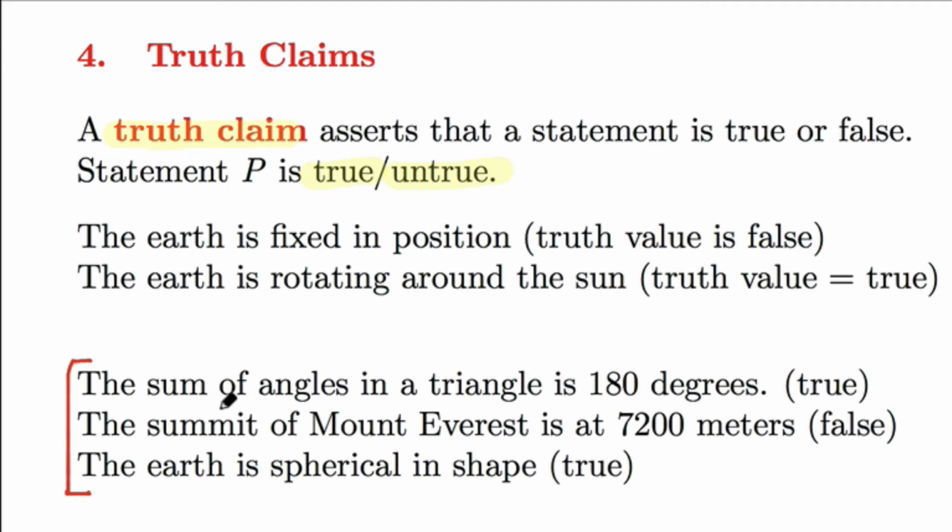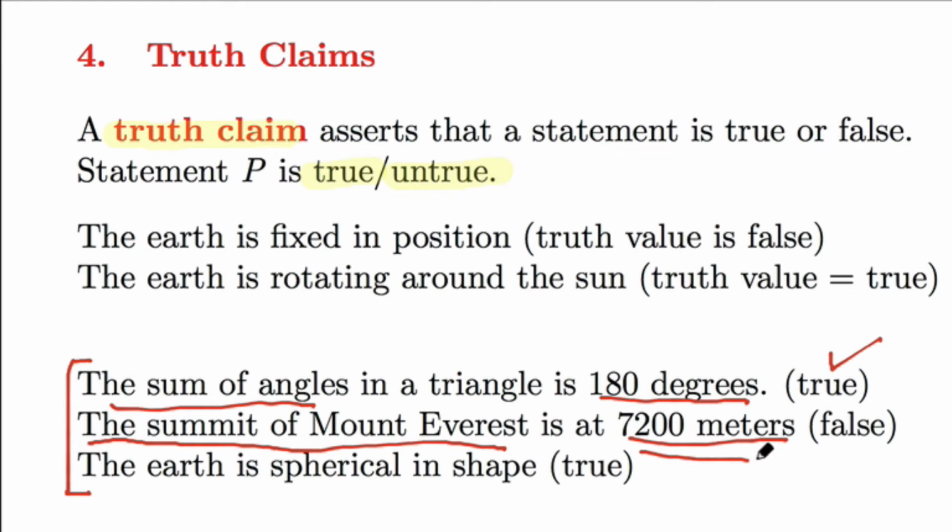Some more examples. A mathematician might assert that the sum of angles of a triangle is 180 degrees. And of course, this has a truth value of true. An individual might assert that the summit of Mount Everest is at 7,200 meters. Now, I don't know what the true summit is, but I know it's above 8,000 meters, so the truth value of this would definitely be false.